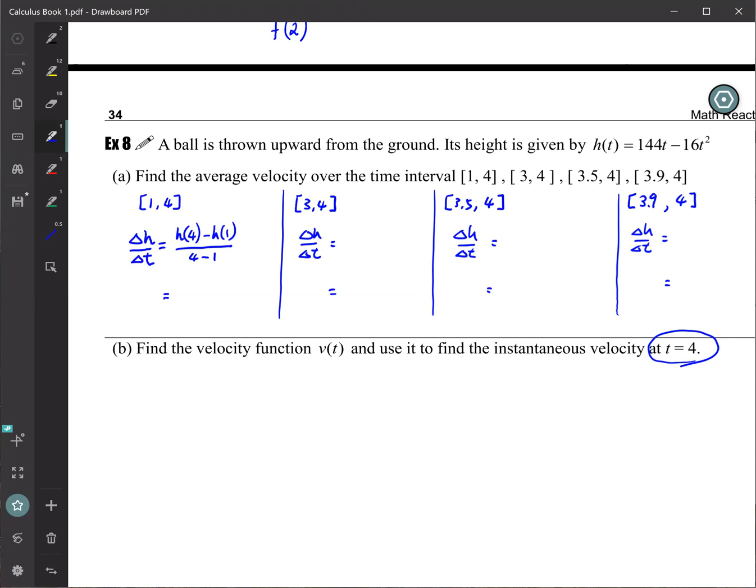Okay, Leon, can you tell me your first interval answer? I got 64. We don't have units here, so just write 64. Anyone got different between 1 to 4? Okay, Jeffy, do you have 3 to 4? For 3 to 4, I have 32. Okay.